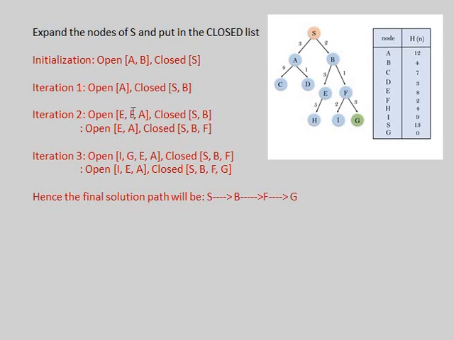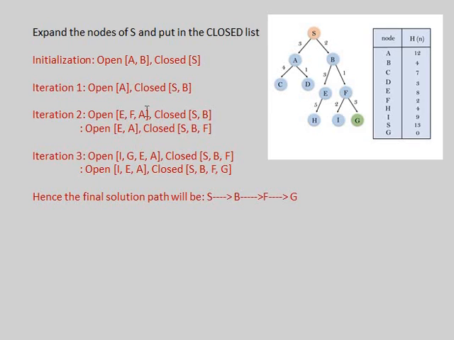In the next iteration, find the successors of B, because B has the lower heuristic value, and add those nodes to the open list. The successors of B are E and F, so add them to the open list. Now the open list consists of 3 nodes, E, F and A, and the closed list consists of only 2 nodes, S and B.